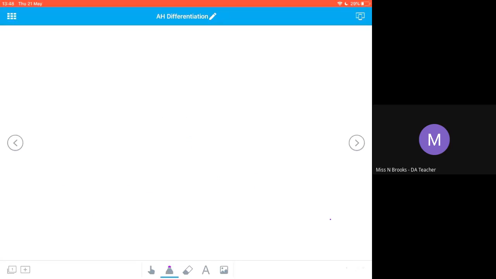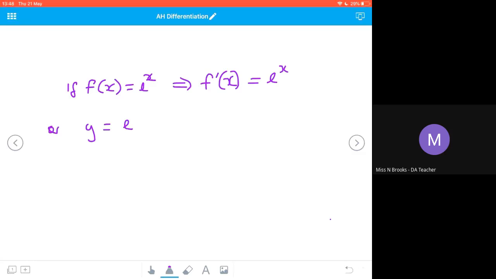So on our formula sheets, our standard derivative, if f of x equals e to the power of x, then the derivative f dash x equals e to the x. And if we wanted to write it in Leibniz notation, if y equals e to the x, then dy by dx is going to equal e to the x.